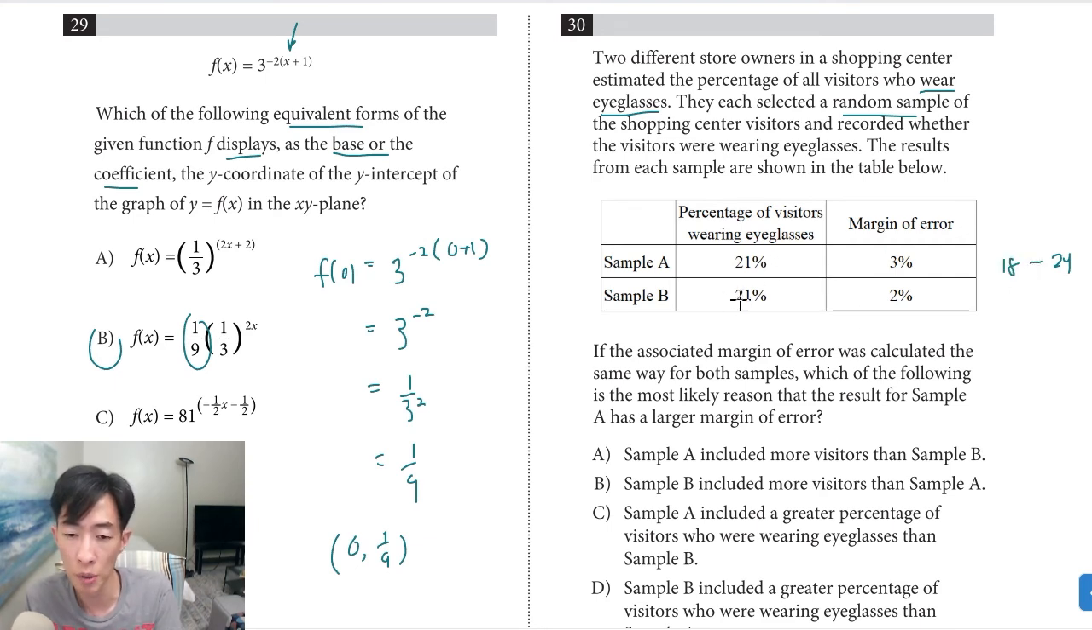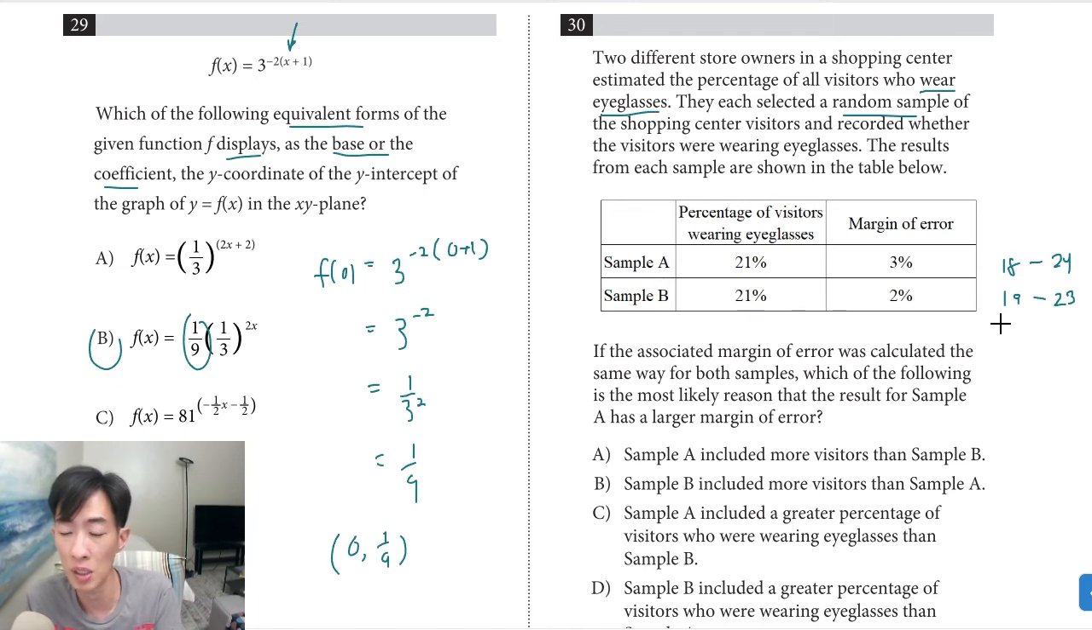Likewise here, the margin of error means it could be 2 below, which is 19, or 2 above, which is 23. So if the range in sample B is a little bit narrower than the range in sample A, then that tells you that sample B is somehow more accurate. And on the SAT, the only thing you have to know is that what determines the margin of error is how big the sample is.